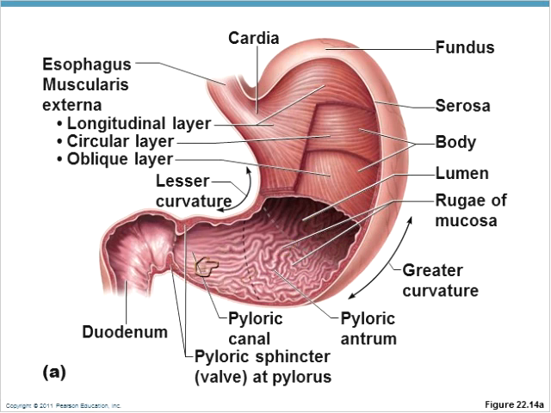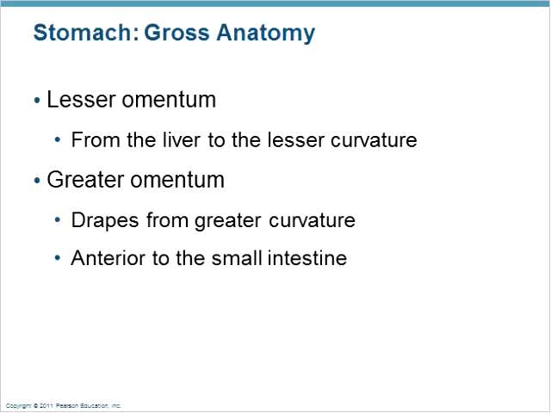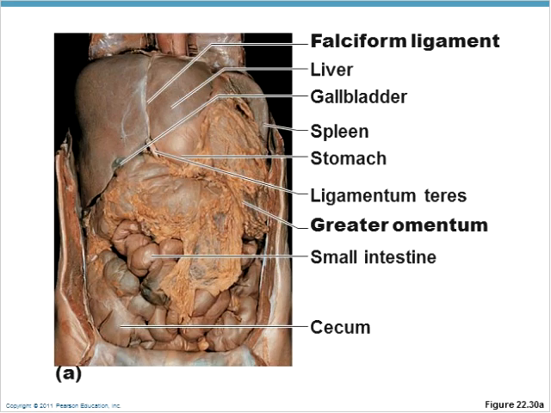You see the pyloric area of the stomach. There's the pyloric canal. There's the pyloric sphincter right here, and there's just the beginning of the duodenum. So you get a feel for how we're talking about the stomach. The lesser omentum is from the liver to the lesser curvature, and the greater omentum drapes from the greater curvature anterior to the small intestine. And this gives you a feel for that.